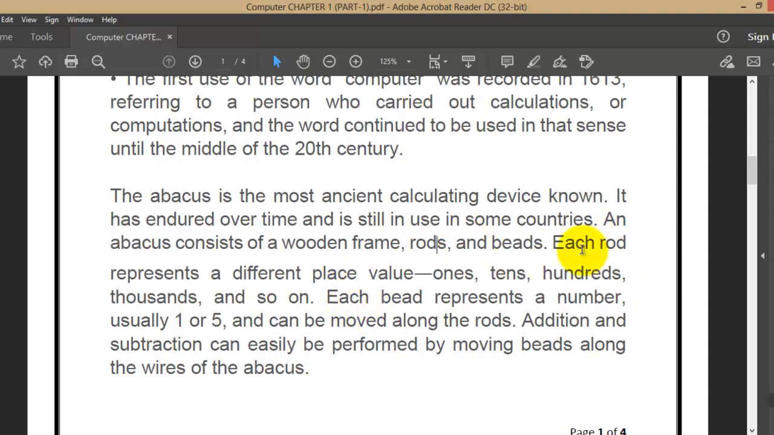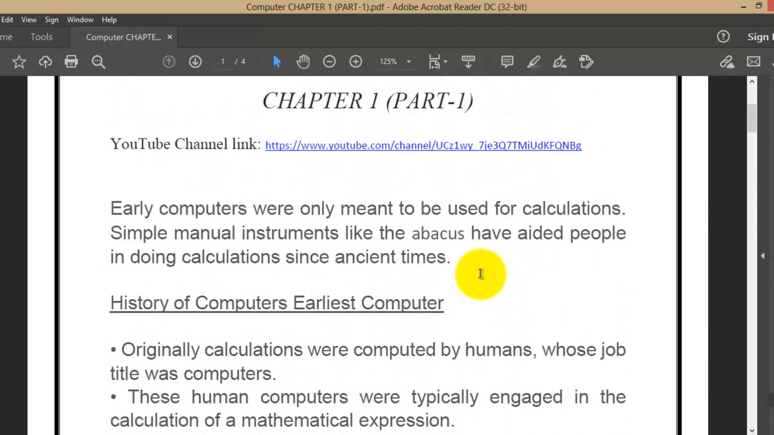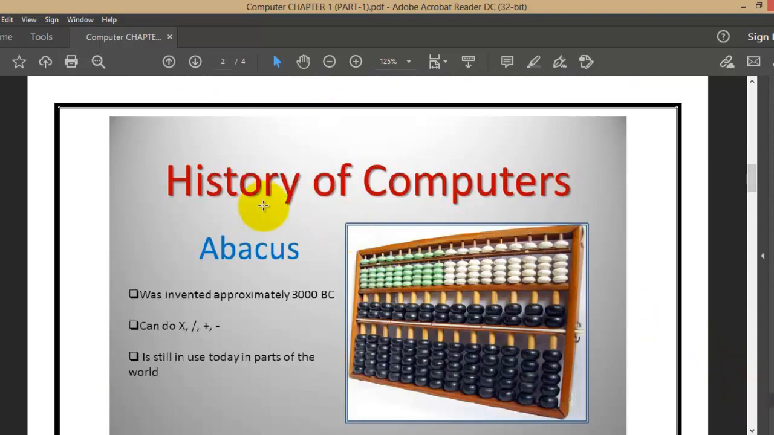So let's see. An abacus consists of a wooden frame, rods, and beads. Each rod represents a different place value, the one which we have learned in mathematics: ones place, tens place, hundreds place, thousands place, and so on. So let me show you the picture. Okay, these are the rods.